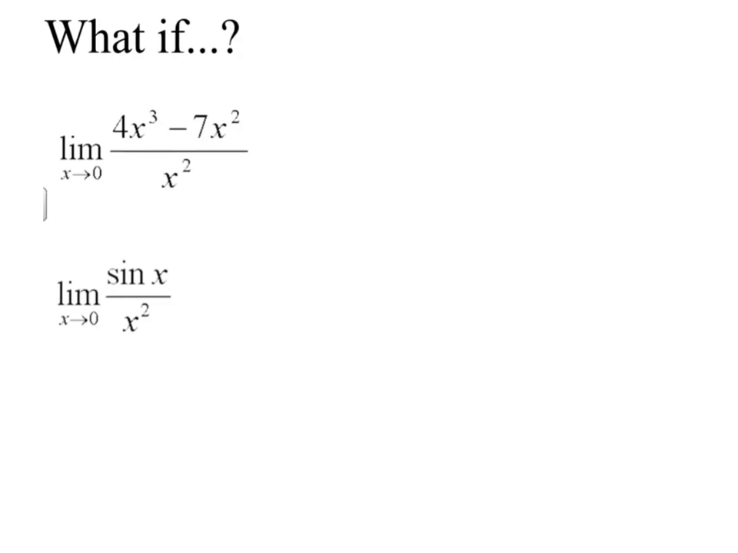So this first one, you plug in 0, you get 0 over 0. So we use L'Hopital's rule, and we say, okay, it's 12x squared minus 14x over 2x. And you plug in 0, and you get 0 over 0 again. Because it's still indeterminate, we can still use L'Hopital's rule. So 24x minus 14 is the derivative, 2 is the derivative. Plug in 0. We get negative 14 over 2, which is negative 7. So we can use L'Hopital again and again as long as it stays indeterminate.